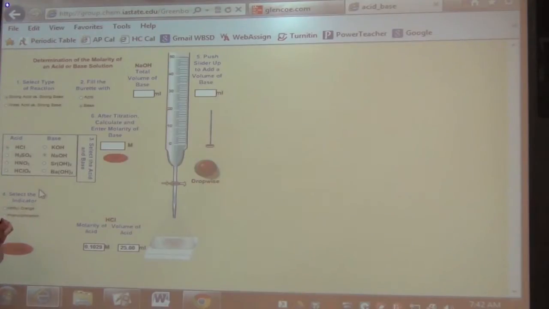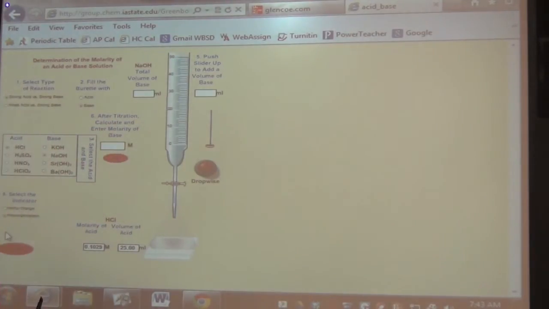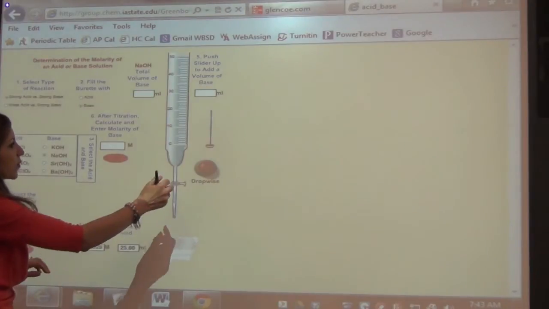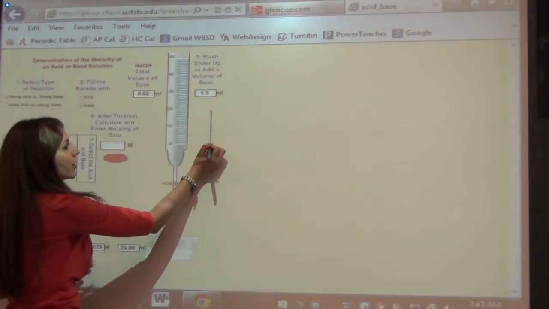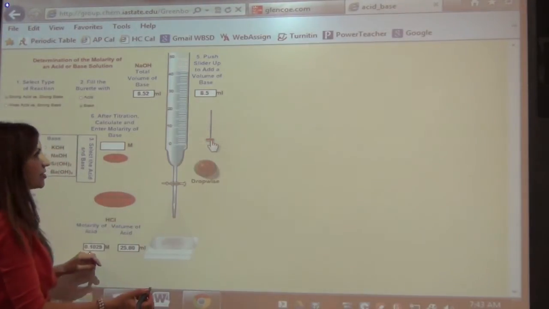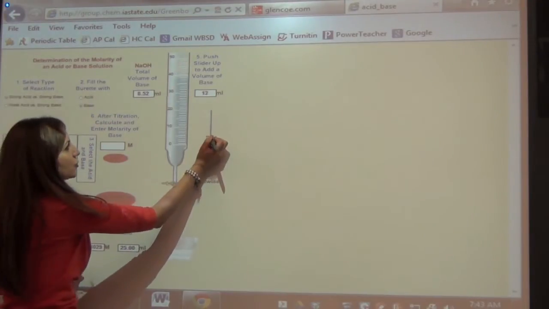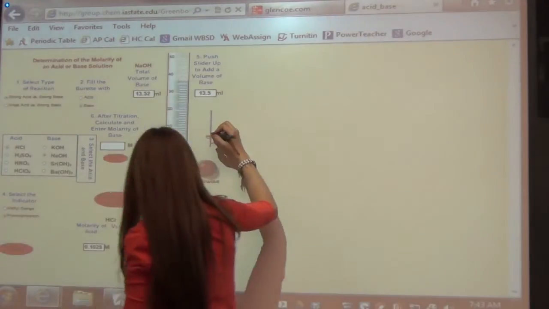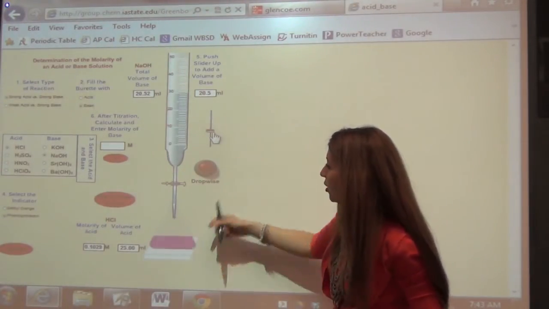Number 4 says select your indicator. And we're going to use phenolphthalein for this, which is the same one that I was just showing you over there. And number 5 says push the slider up to add a volume of base. Okay, and so what we're going to do is keep on adding. You can either add drops of the base to it, or we can slide this, and then it'll keep on just adding base to it. And it'll tell you how much base you're adding. And so you keep on adding the base. Let me come on this side so that you can see this. Did you see how that kind of turned a little purplish color?